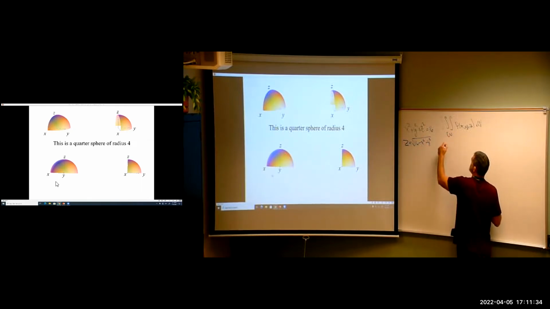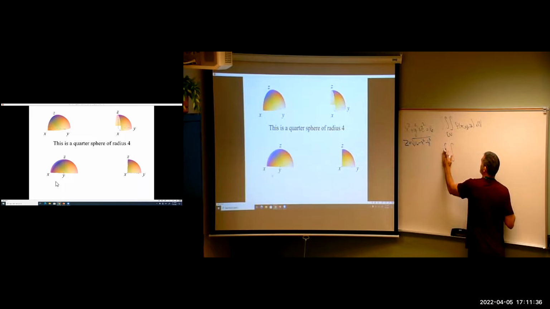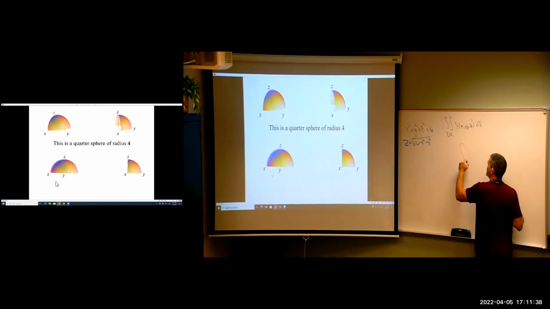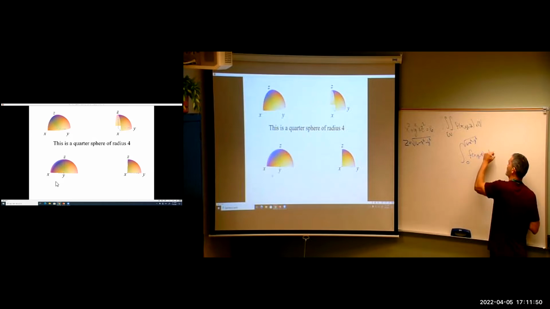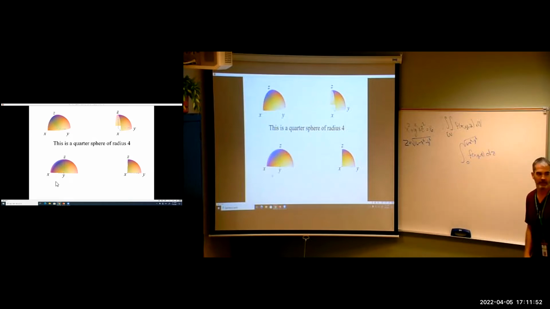So let's give ourselves some room here. So 0 to square root of 16 minus x squared minus y squared. Some function, whatever it is. We would deal with that later. And we decided to do z first. This is what we were talking about before.